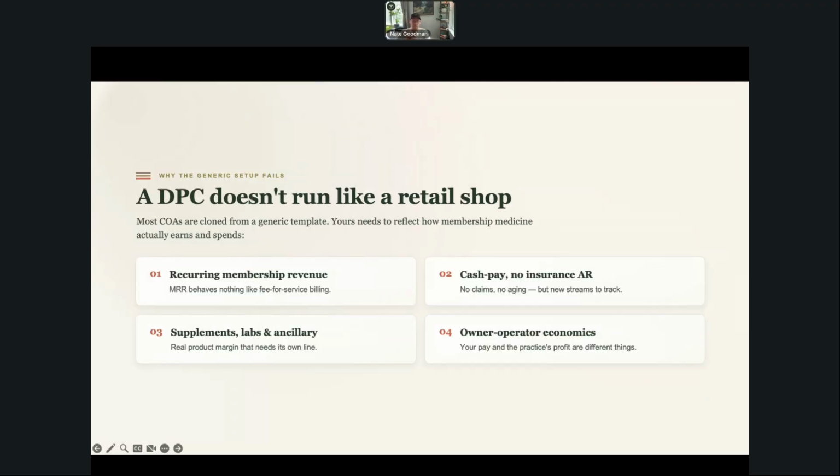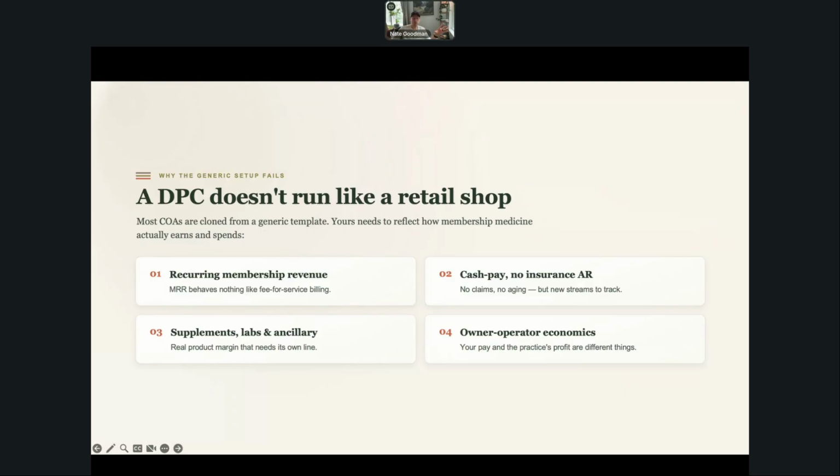And I think one big distinction here, when you're thinking about bringing on a bookkeeper or hiring a CPA: if you have an accounting firm with a lot of different clients that run a lot of different types of businesses, it's hard to streamline the chart of accounts to give you the information that you need.